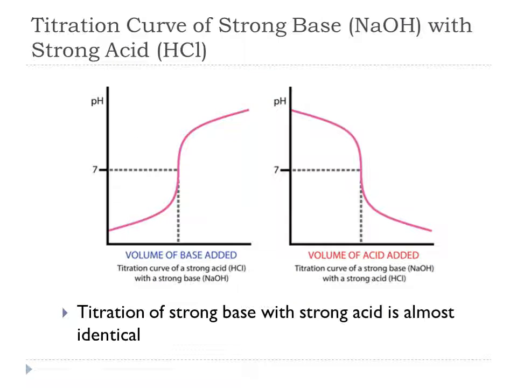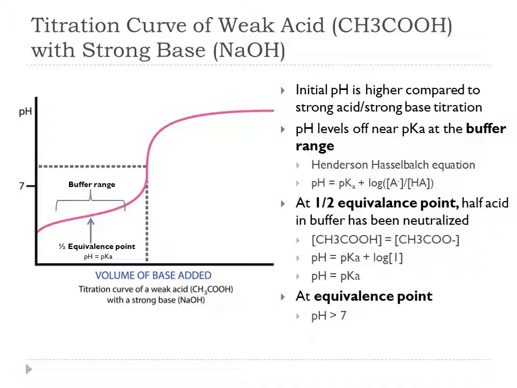As you can see, the titration of a strong base when you add strong acid is almost identical. The only difference is that the sigmoid shape is flipped. You will start with a very high pH and the final pH will be low because of the excess hydrogen in the solution. For the titration curve of a weak acid with a strong base, the starting pH is much higher compared to the previous curve that we just went over.